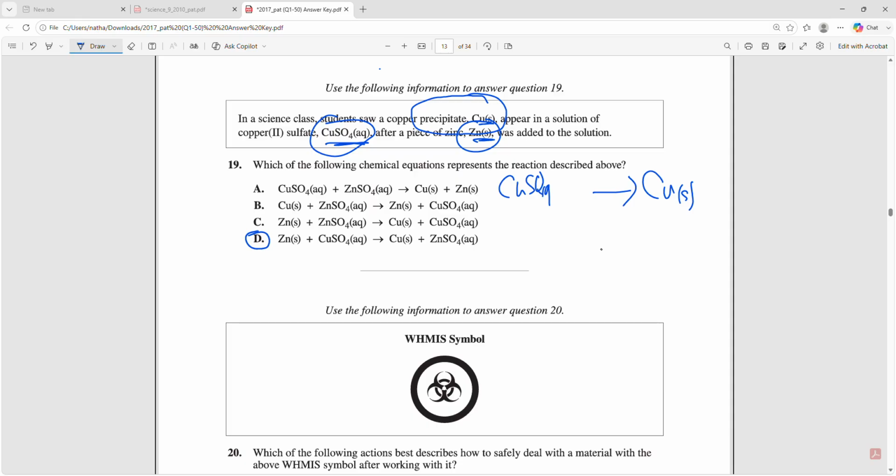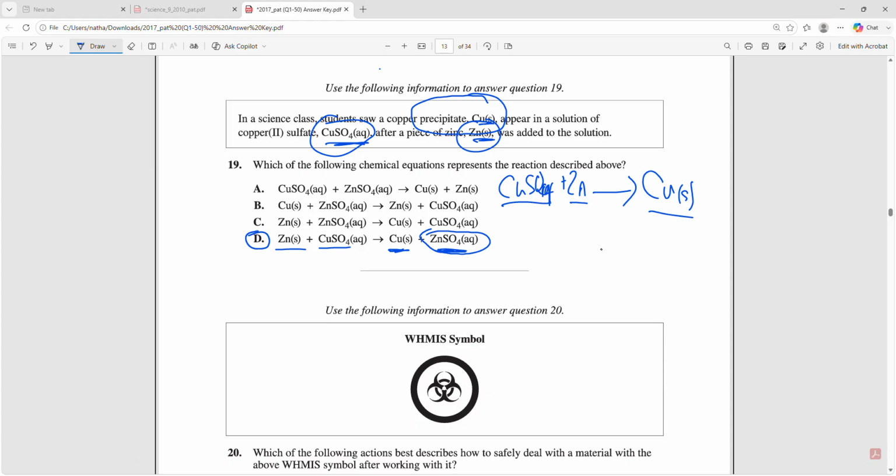Oops, I was supposed to say SO4 plus the zinc. So we should have CuSO4 and zinc on the left side. And then we had copper precipitate. They didn't tell us what else came out as a byproduct, but that doesn't really matter. Once we get this right, we can see this is our other byproduct of that reaction. So now, instead of copper sulfate, zinc has displaced the copper and is now part of that aqueous solution.